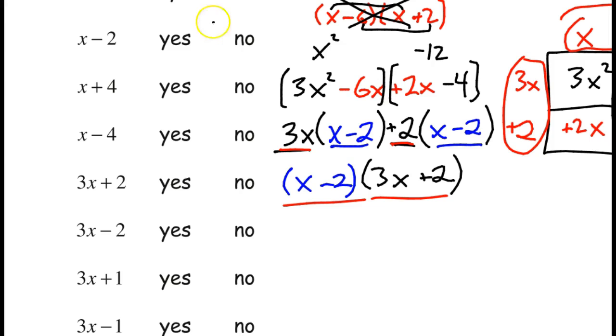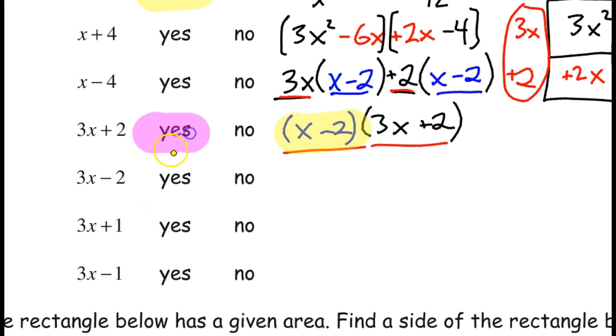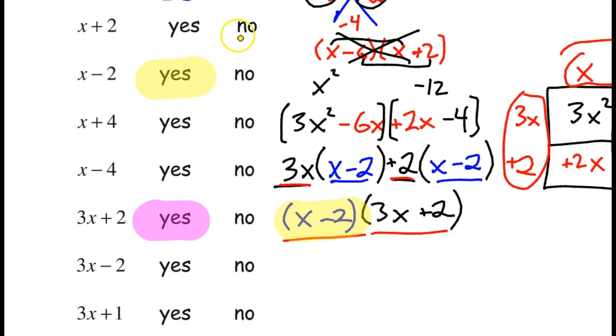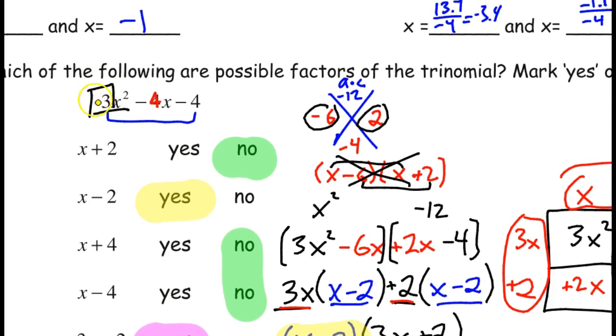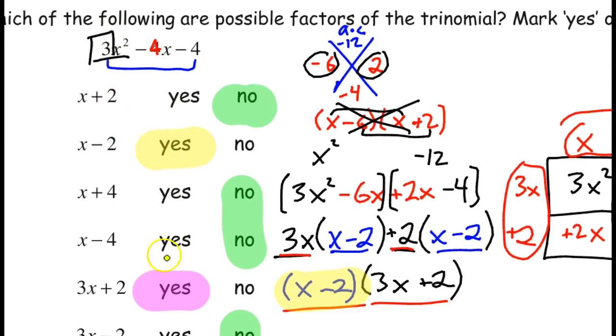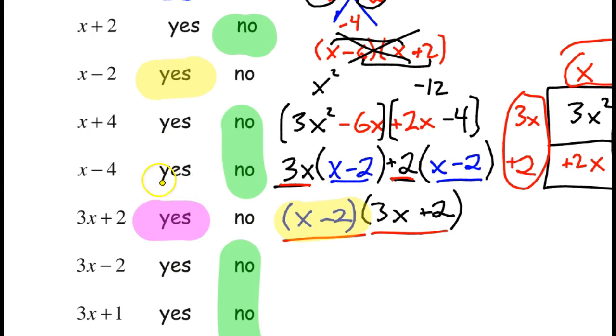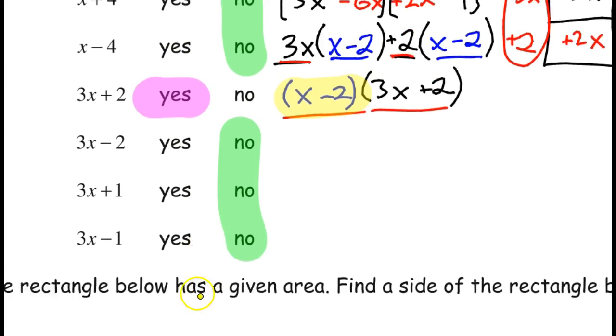right here. So we have yes for x minus 2, yes for 3x plus 2, and then we'll have no for everything else. Okay, so one thing that would help is to know that you're only going to have two factors, so you're only going to circle two yeses, everything else is no. Okay?